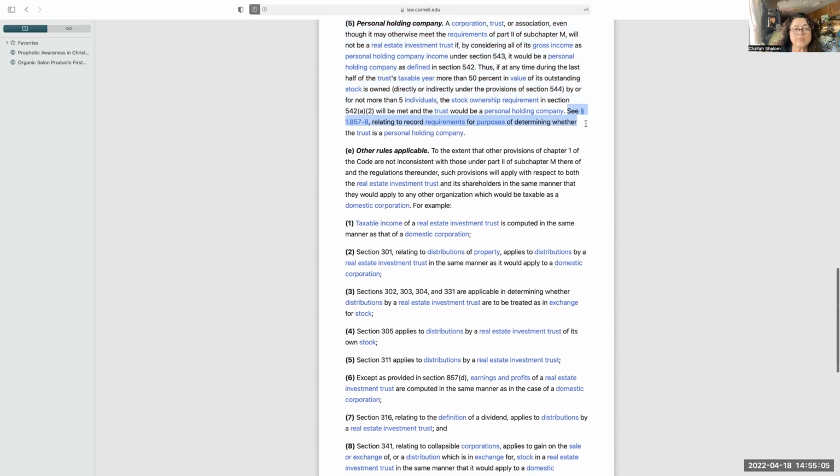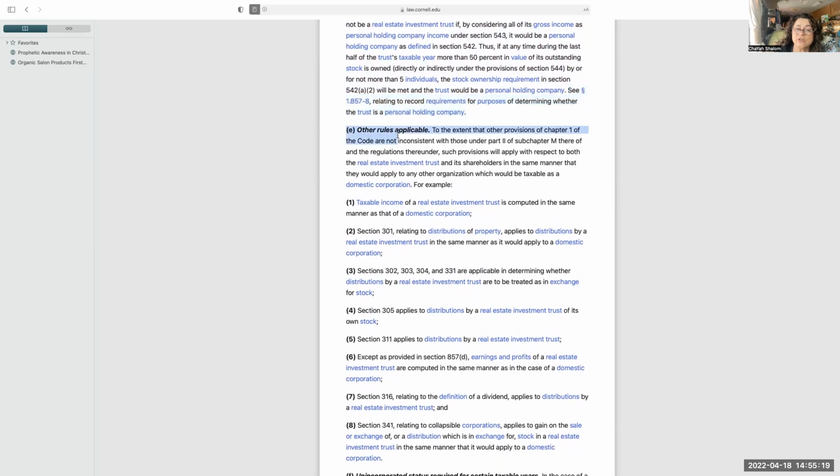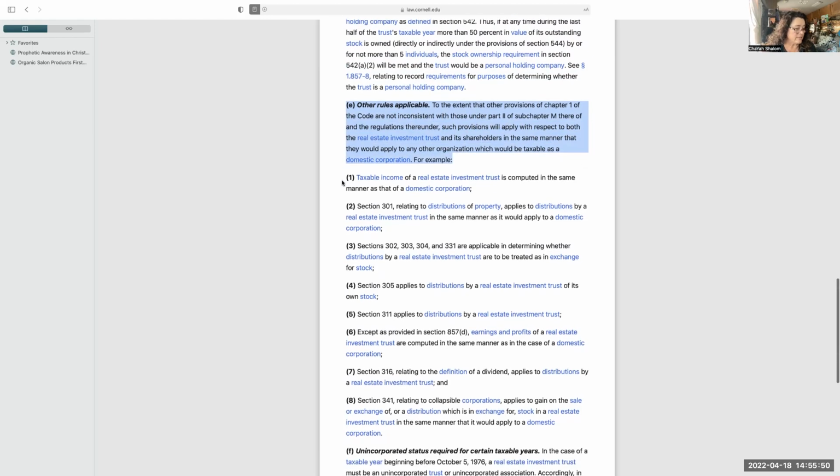See subsection 1.857-8, relating to record requirements for purposes of determining whether the trust is a personal holding company. E, other rules applicable to the extent that the other provisions of Chapter 1 of the Code are not inconsistent with those under Part 2 of Subchapter M thereof and the regulations thereunder. Such provisions will apply with respect to both the Real Estate Investment Trust and its shareholders in the same manner that they would apply to any other organization which would be taxable as a domestic corporation. For example, I think I can put you over here for now because you're bugging me.